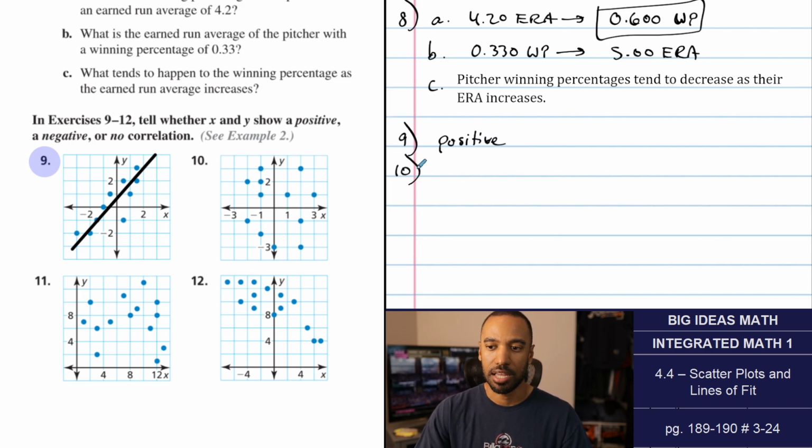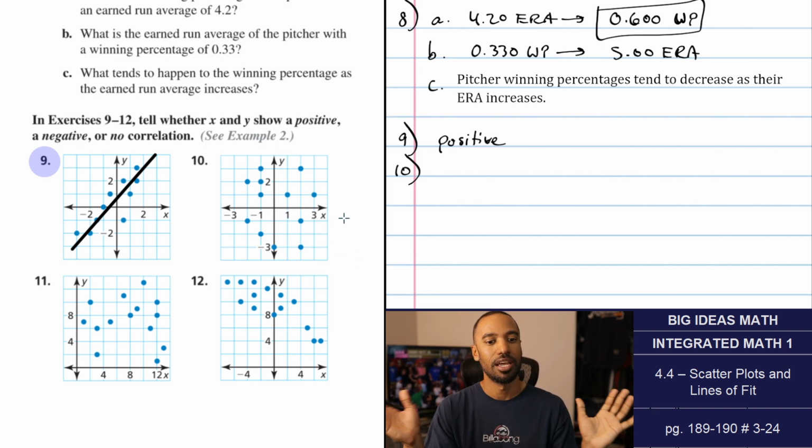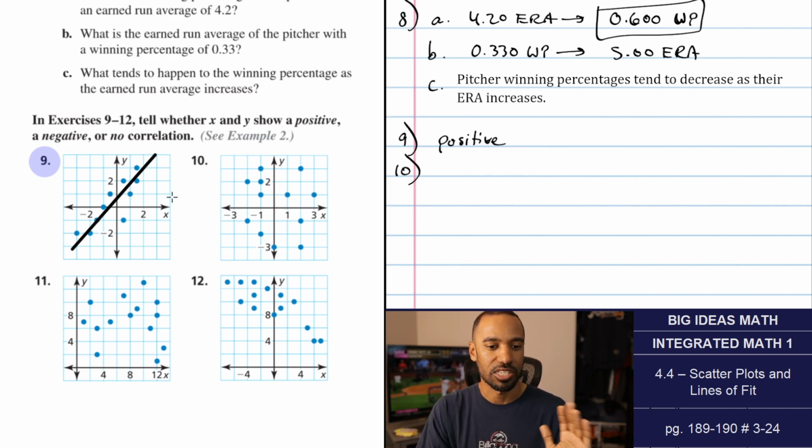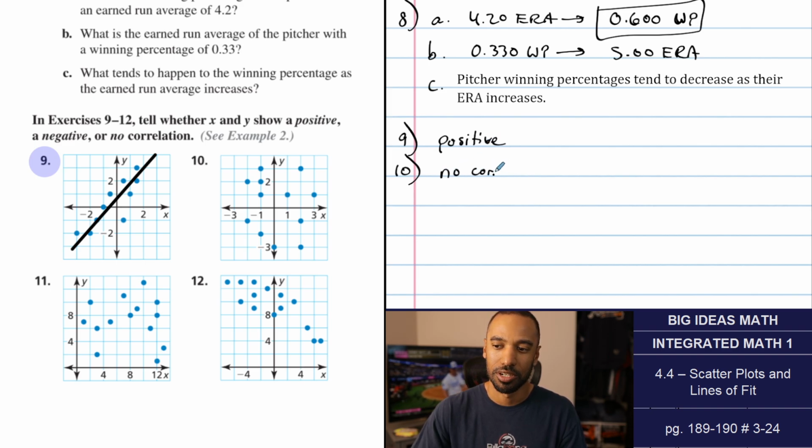Number 10, I'm not seeing a trend. I don't know if you are. You're like, oh, yeah, you can draw it like this. No, I'm not seeing a trend. There's a true scatter of these things. And contextually, numbers 9 and 10 are hard for me. Really, 11's the only one that I can make sense of contextually when it comes to just first quadrant values. When we're talking about negatives, it's hard to talk about contextually what we can even say here. Anyway, number 10, I see no correlation on this one. I'll put no correlation. So that's my number 10 answer.